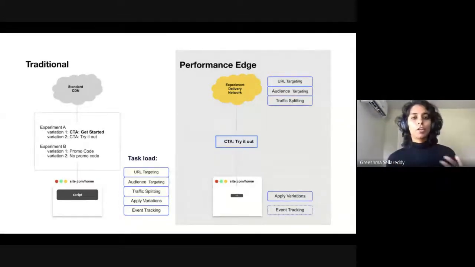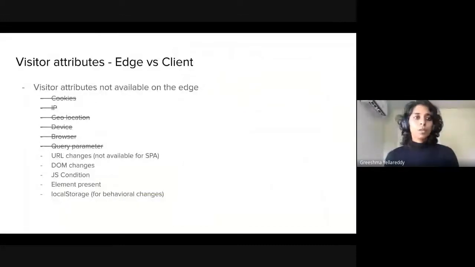It does not rely on how slow the browser is, how slow the device is. It happens much faster, and we only send to the client or the browser just the variations that need to apply, just the minimal amount of JavaScript that needs to apply. So that means anything that relies on cookies, on the IP, on geolocation, device, browser, query parameters, URL, can all be done on the edge.